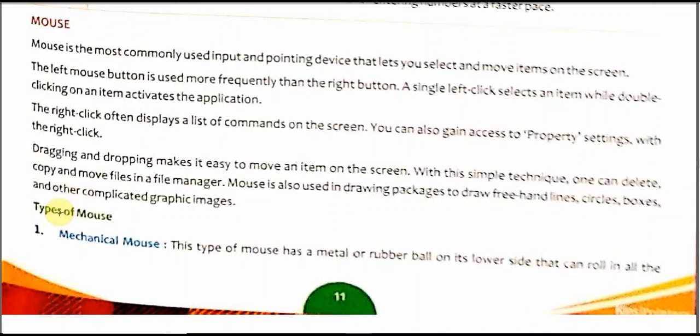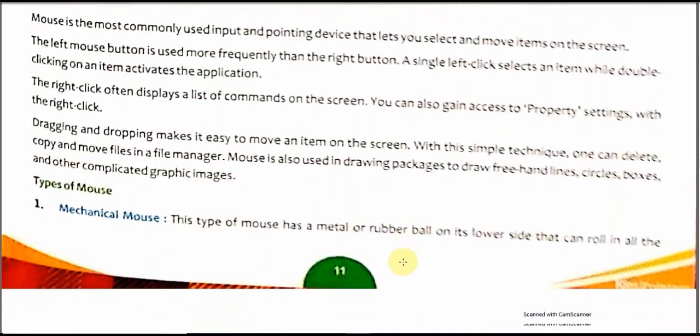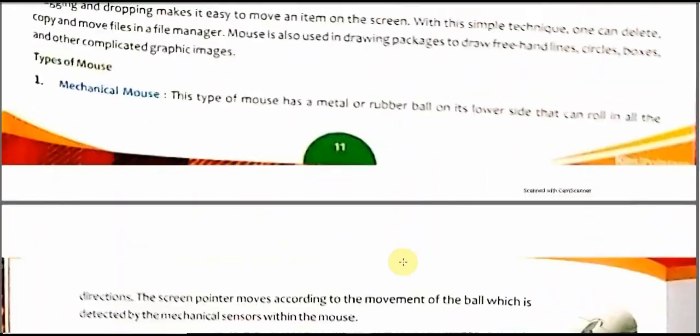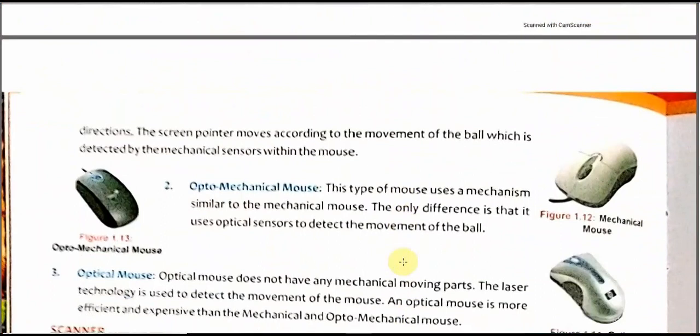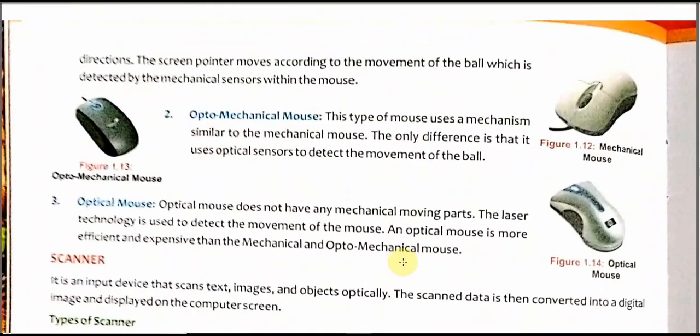Here we will see the types of mouse. First is the mechanical mouse. This is not used today. It was used 10-15 years ago. It contains a rubber ball, and that rubber ball rolls inside the cabinet. Students, you can see this is a mechanical mouse. This is not used today.